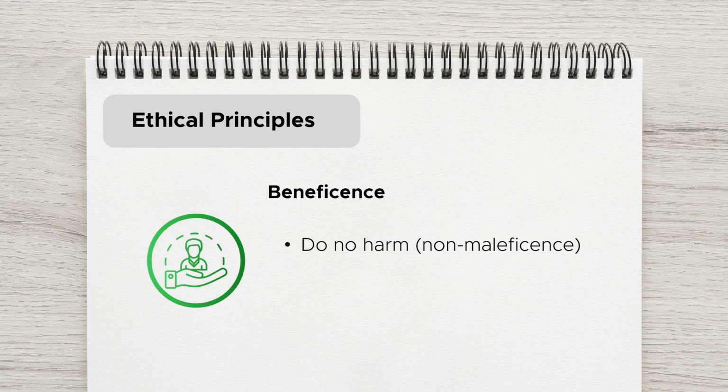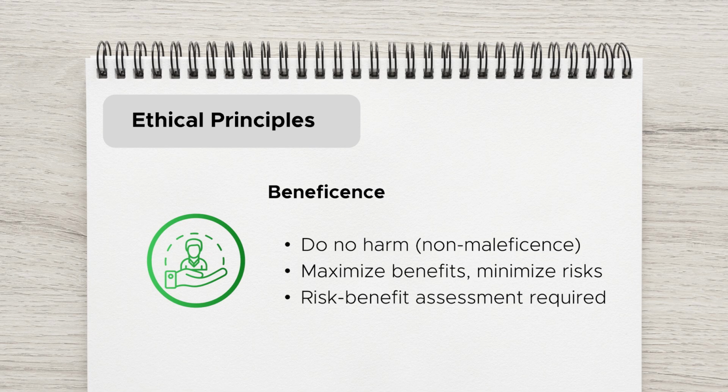The second key pillar of the Belmont Report is beneficence. Beneficence fundamentally says that you should not do any harm to a participant. Another way of thinking about beneficence is that you want to maximize benefits while at the same time minimize risks.